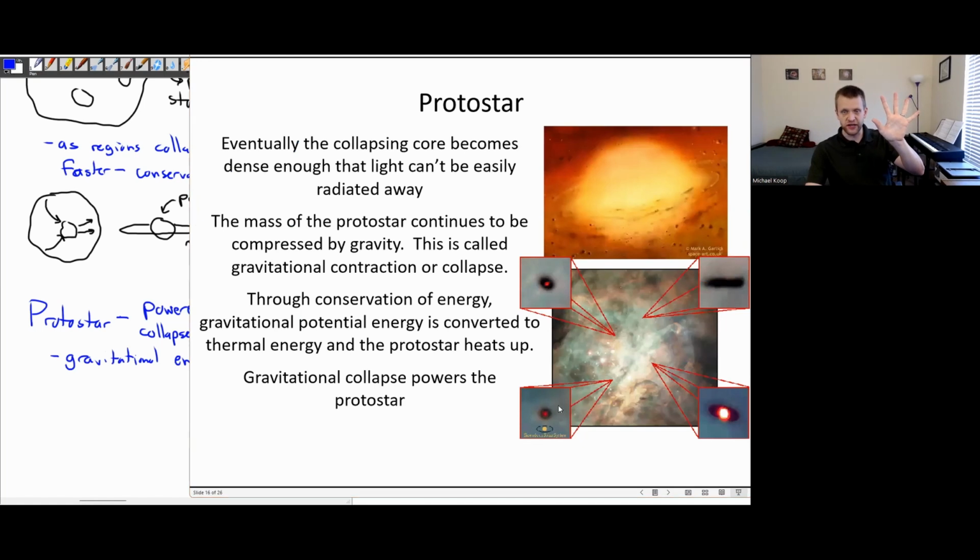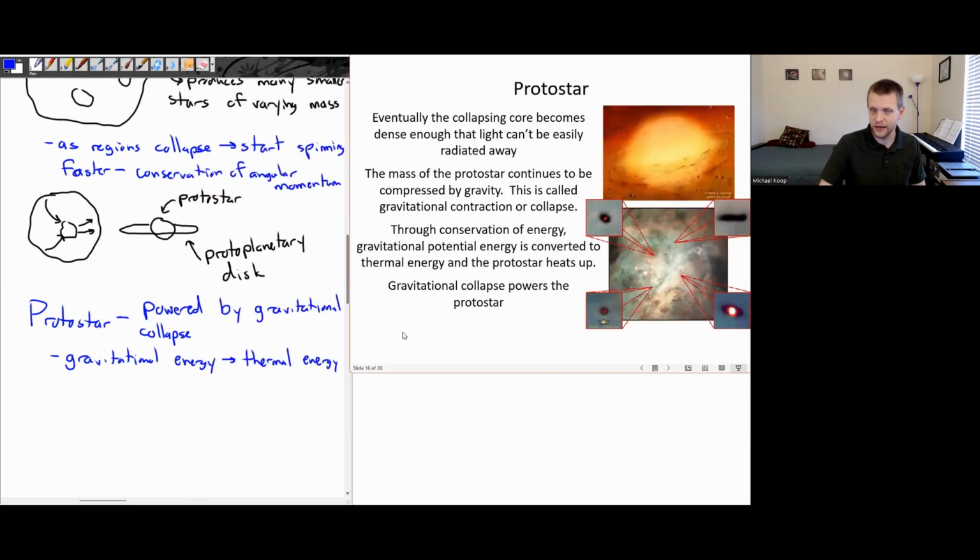So some of these we're seeing almost face on. Some of them we're seeing a little bit tilted. And some of them we're seeing almost edge on. This one we're seeing almost on its edge. This one's a little bit tilted so you can see the protostar in the middle. But again, in all of these cases, it's the gravitational collapse of these objects that's actually powering the star and allowing it to continue to heat up.